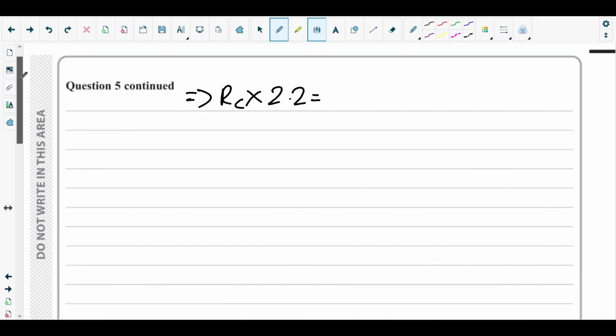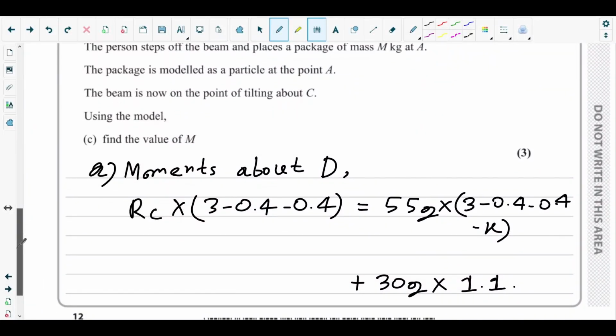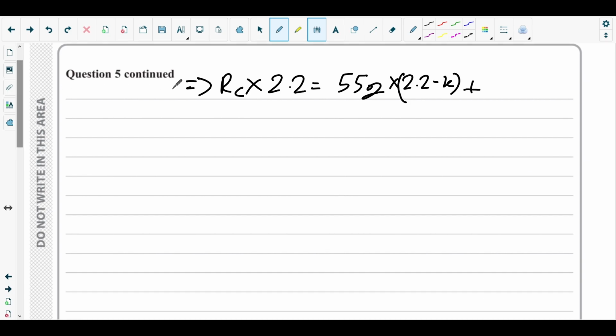So 55g times 2.2 minus x, and then plus what? Plus 30g times 1.1, right? So 1.1 times 30 is how much? It is 33. So this is 33g. Now we need the value for reaction at C.